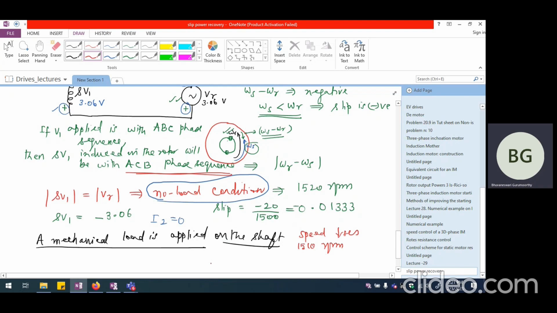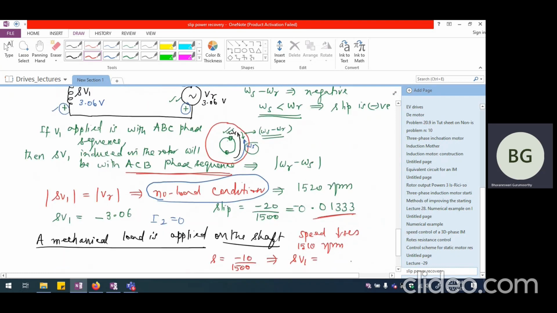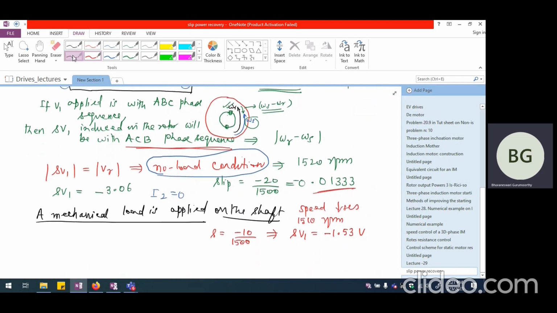So the slip is going to be minus 10 divided by 1500. So this is a negative slip and that is going to be half of this value. And this is going to cause S times V1 to be decreased to something like whatever we calculated earlier, which is 1.53 volts. So this is going to be minus 1.53 volts.